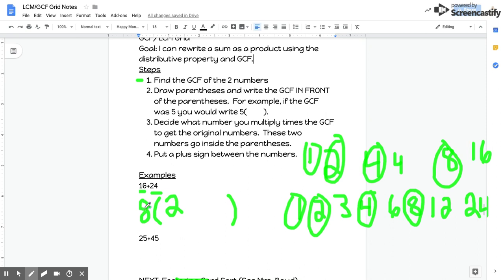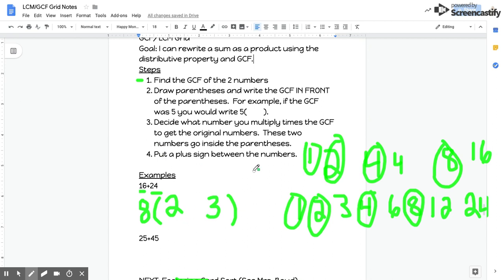Then I'm going to ask myself, what did I multiply times 8 to get 24? Once again, I can look at my factor pairs, and I can see that 8 times 3 is 24. So I'm going to put a 3 here. Okay, so I put my two numbers, and I want to put them in the same order. Like 8 times 2 is 16, and 16 is the first number, so I want my 2 to be first. I wouldn't want to switch these around. I want to keep it the same as the original problem.